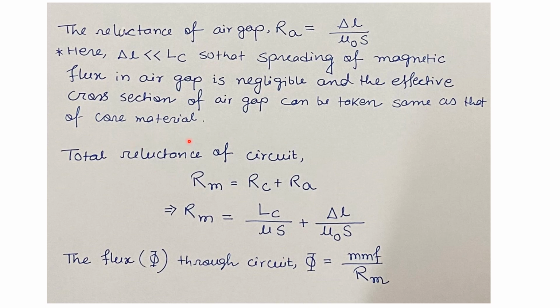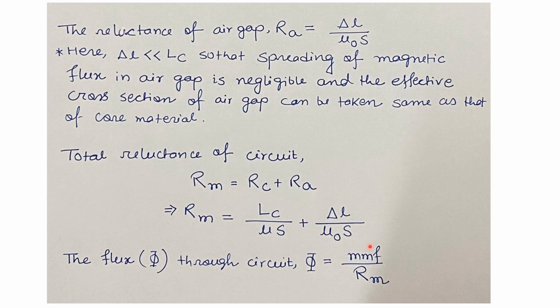So the total reluctance of that magnetic circuit is Rm equals Rc plus Ra, where Rc is the reluctance of the core material and Ra is the reluctance of the air gap. So it is analogous to an electric circuit where two resistors are connected in series. So in our magnetic circuit, the total reluctance is Lc by μS plus ΔL by μ0 S.